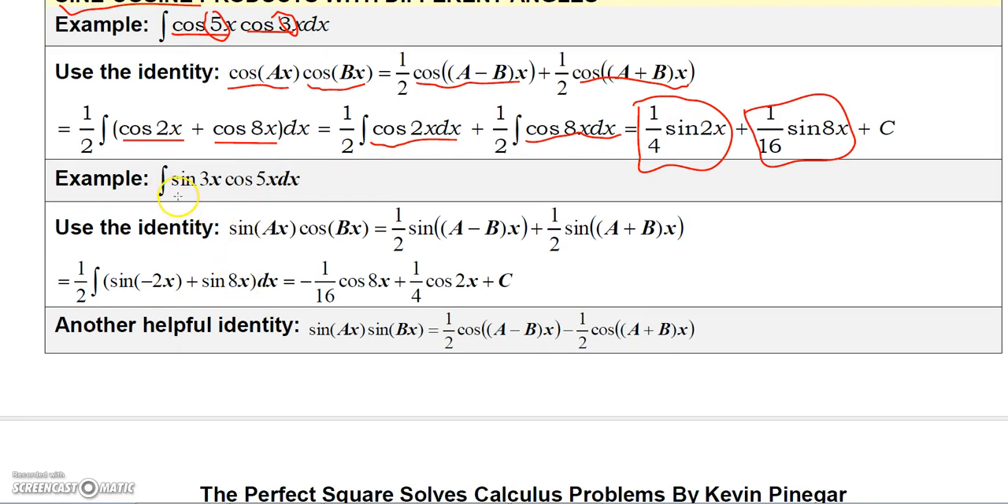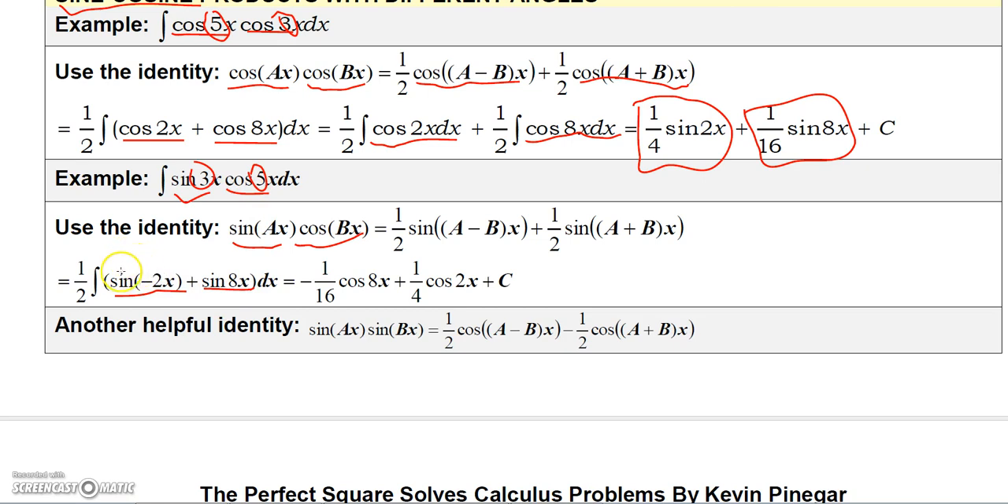Okay, now what if we have a sine of an angle and cosine of an angle here? Well, there's a formula for sine of ax times cosine bx, and that would be 1/2 sine of (a minus b)x plus 1/2 sine of (a plus b) times x. So here my a is 3 and my b is 5. So sine of (a minus b)x would be sine of negative 2x. And then sine of (a plus b)x would be sine of 3 plus 5, so that'd be sine of 8x.